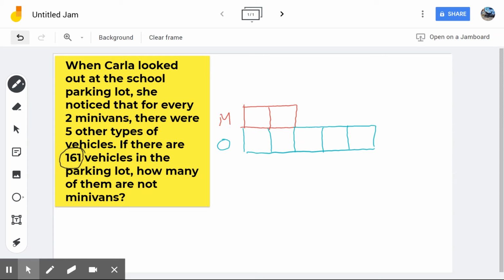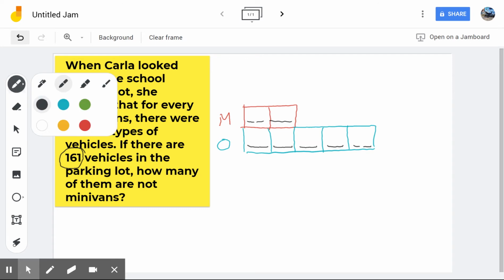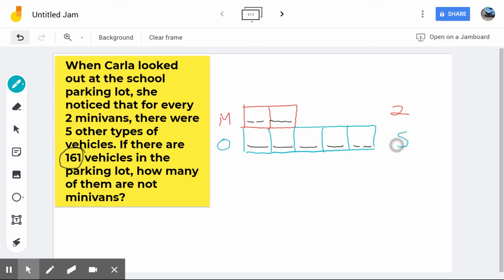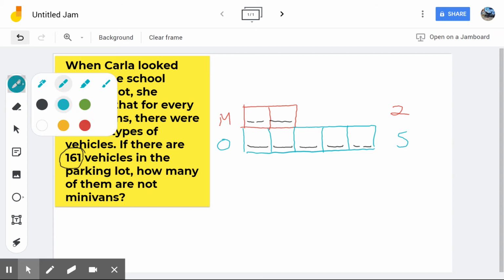161 vehicles. So what that means is whatever number we put inside of our groups, if I add all of those numbers together, it will equal 161. So we want to look at how many boxes we've created, or how many units or groups, however you want to look at it, how many groups we've created in our tape diagram. So there are two groups for the minivans and five groups for every other type of vehicle. So basically, I've created seven groups because two plus five makes seven.